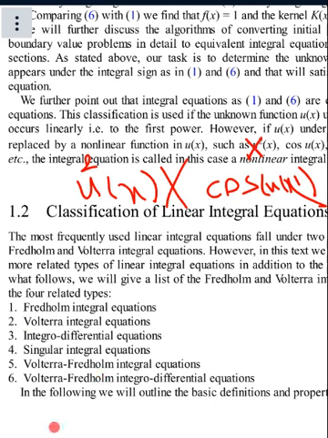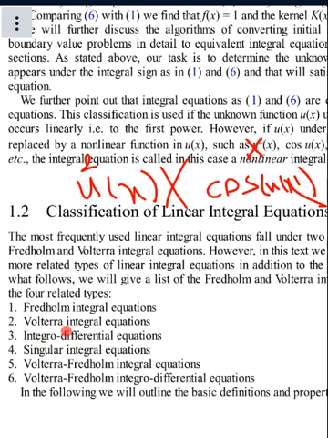These 6 types are the different types of integral equation. The first case is Fredholm integral equations. We will explain the details of each kind in the next chapters. The second type are Volterra integral equations. The next type are integral differential equations.